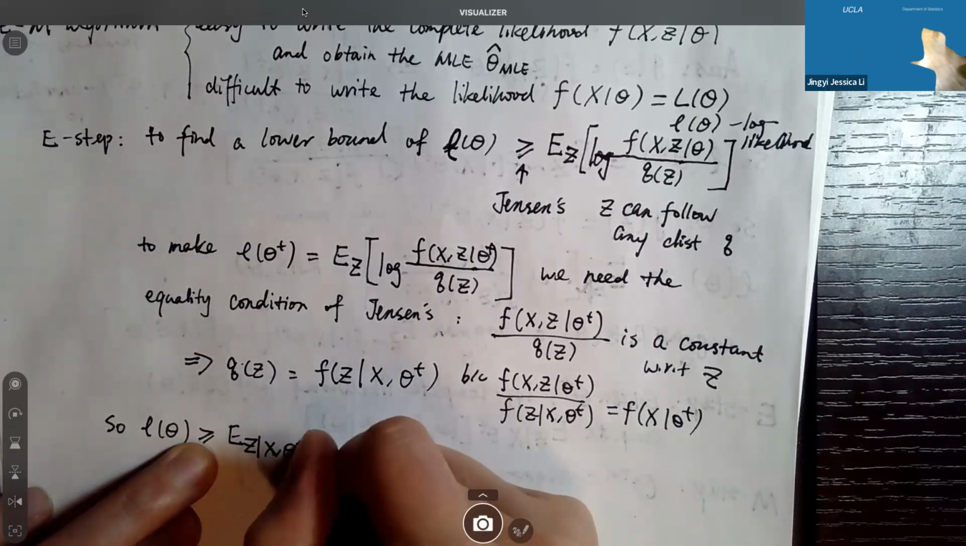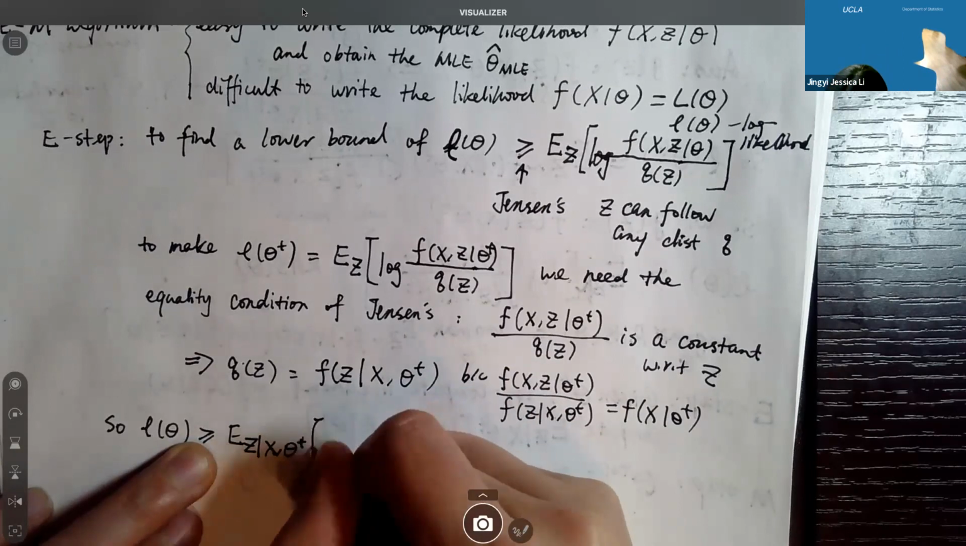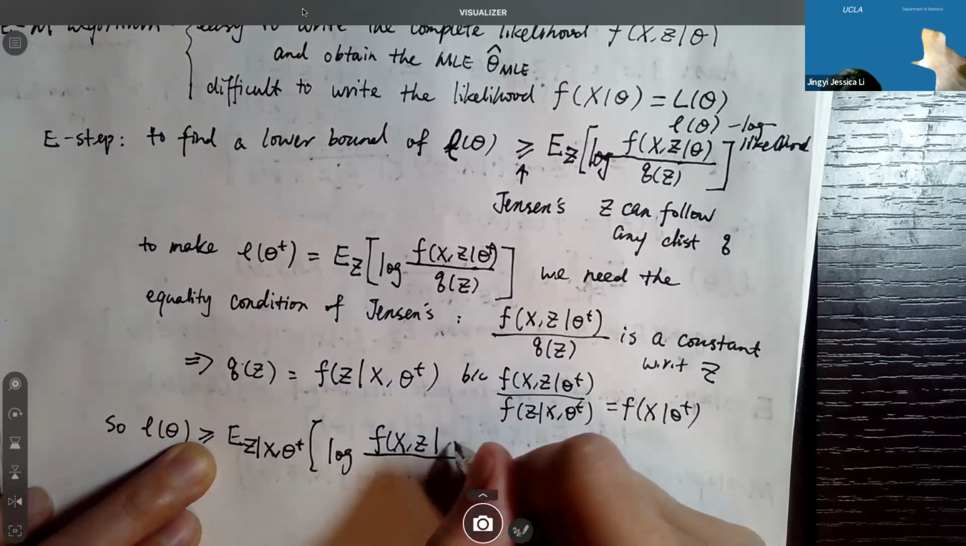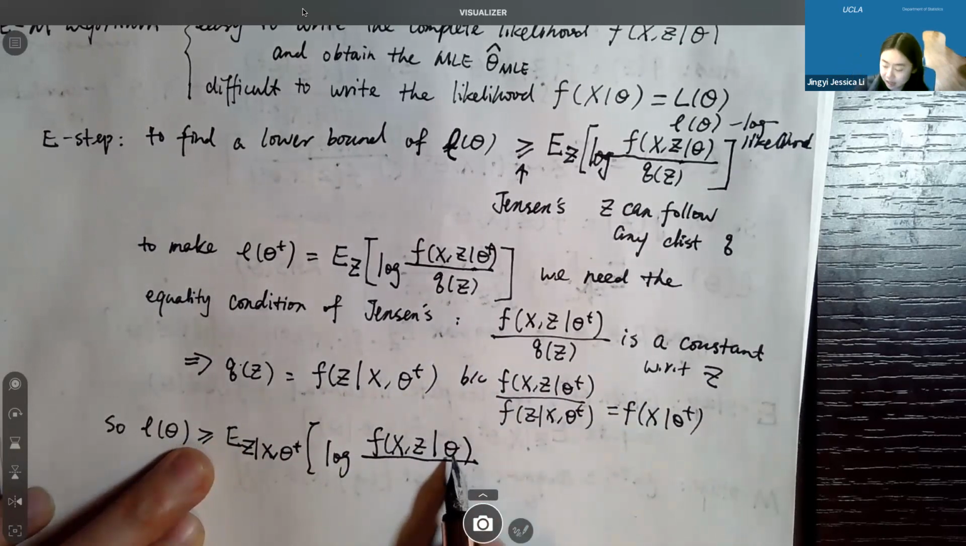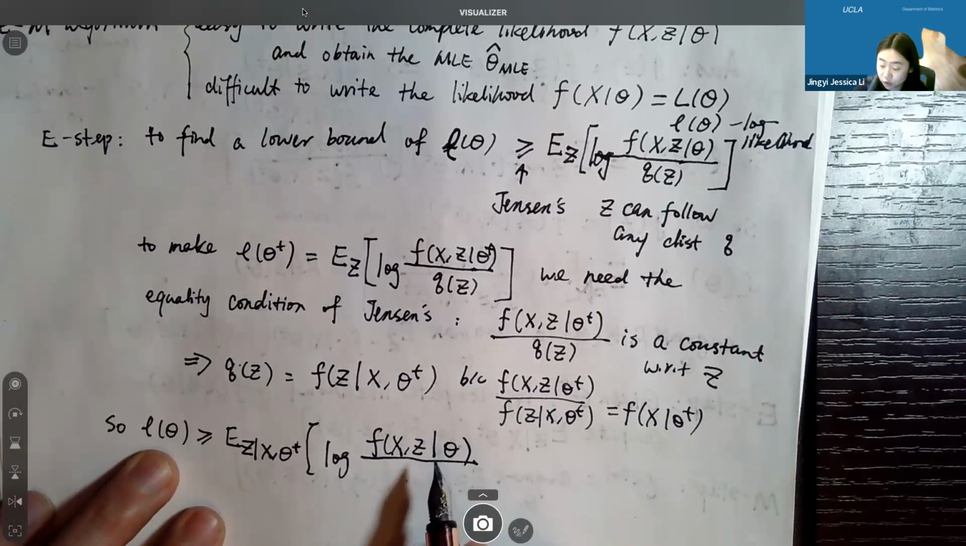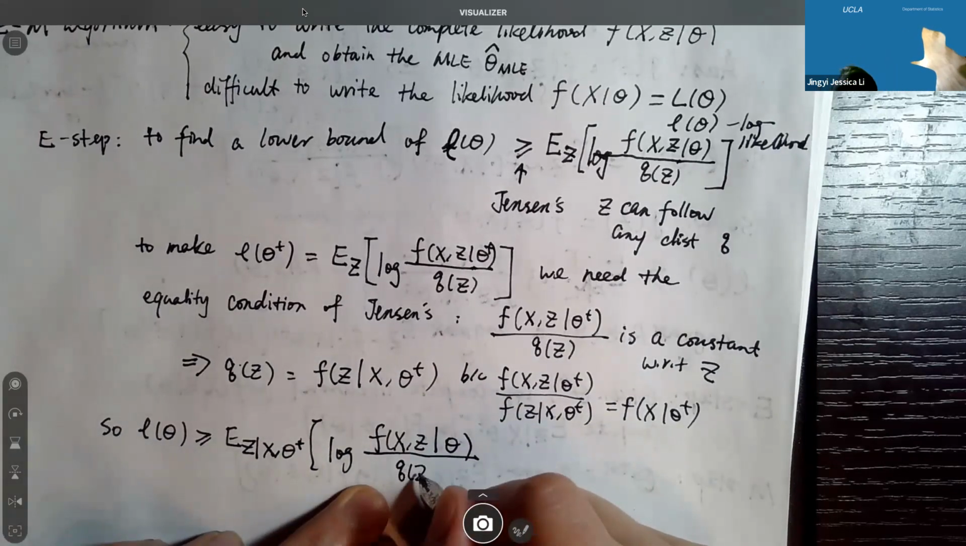And this conditional distribution is from the joint distribution of x and z given theta t, of this ratio, log f(x, z | theta). Please note that here we still have theta, because it is the same theta as in our log likelihood, the same argument, and it has nothing to do with the current value. The current value is only used to specify the distribution of z as this conditional distribution of z given x and theta t. So we satisfy the tangency of the lower bound. Okay, q(z). Oh, I should write f(z | x, theta t).